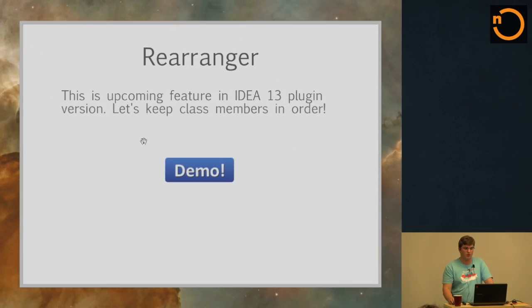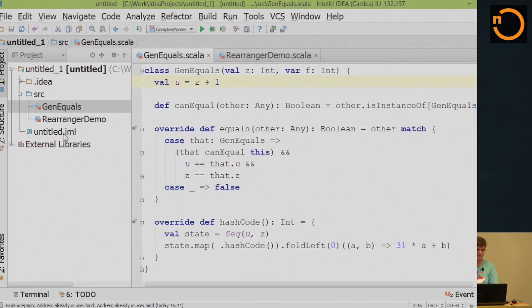Okay. And another cool feature in IntelliJ IDEA 13 version is rearranger. So we all know about the reformatter feature, which can keep your code formatted very well. But also in the IntelliJ IDEA 13 plugin, we will have a rearranger feature. It will be available from the next available version for IntelliJ IDEA 13. So let's keep class members in order.